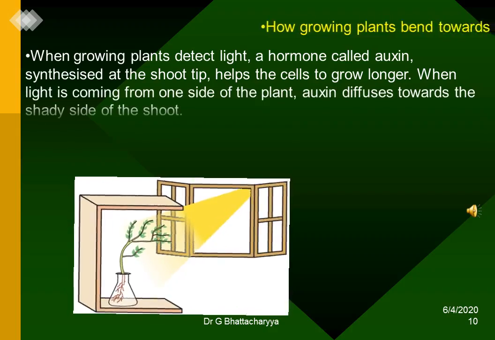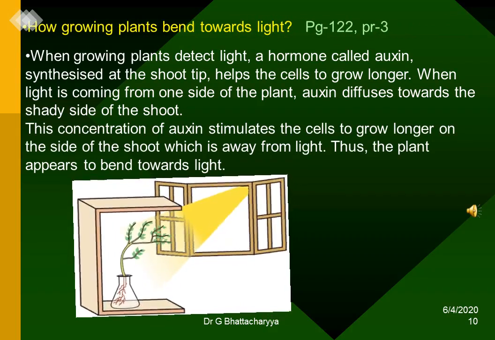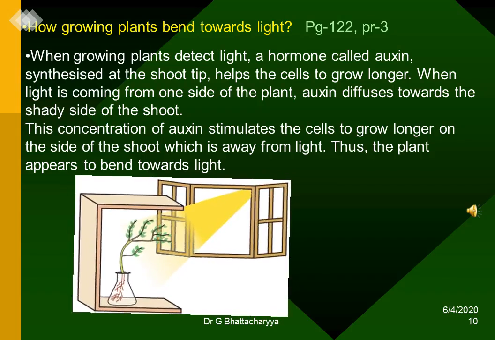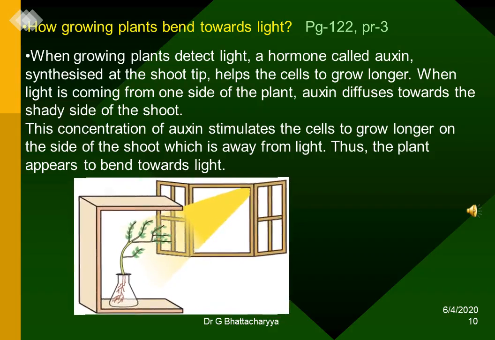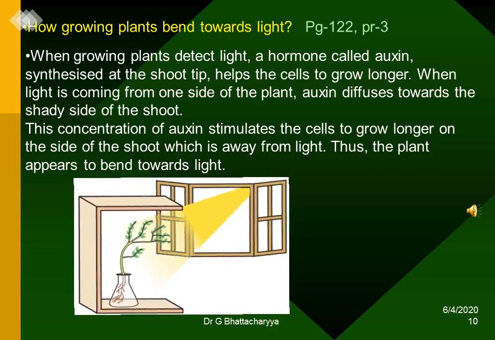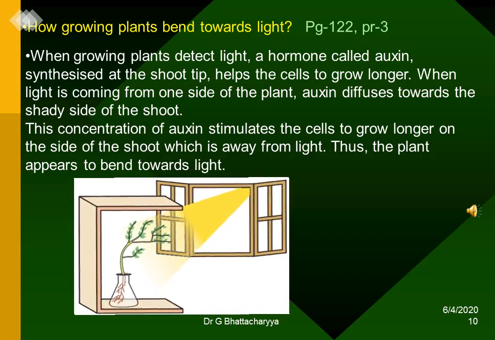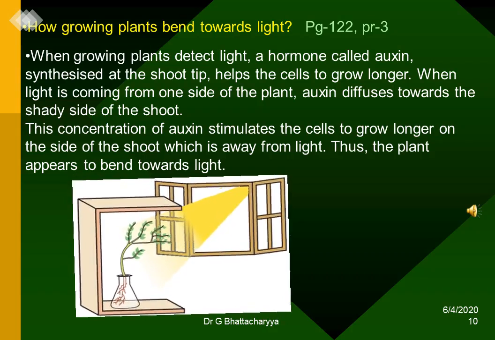How growing plants bend towards light. When growing plants detect light, a hormone called auxin, synthesized at the shoot tip, helps the cells to grow longer. When light is coming from one side of the plant, auxin diffuses towards the shady side of the shoot. This concentration of auxin stimulates the cells to grow longer on the side of the shoot which is away from light. Thus, the plant appears to bend towards light.